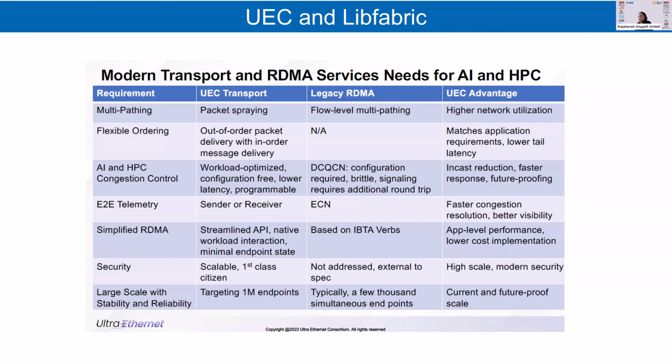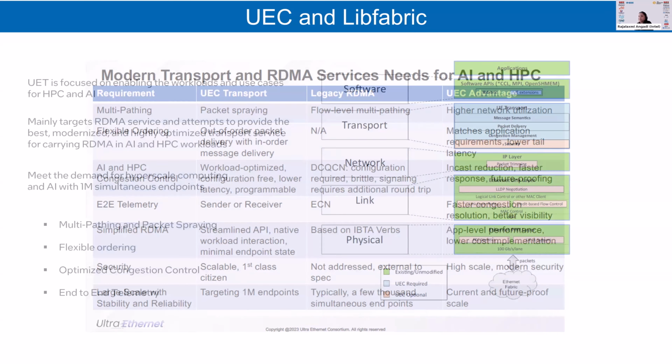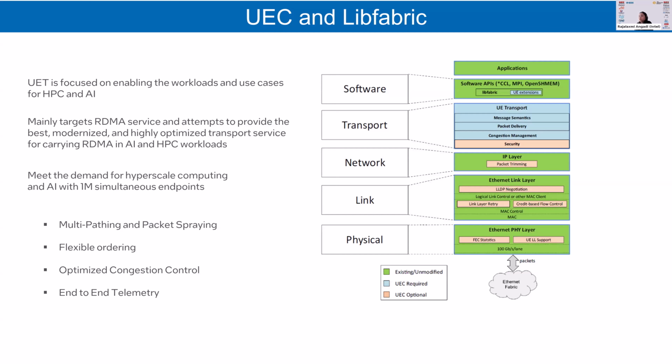So what is involved with the UET stack? The UET is the Ultra Ethernet stack. UET is focused on enabling HPC and AI use cases. It aims to provide highly optimized services for carrying out RDMA in AI and HPC workloads. We saw yesterday that Torsten gave an exclusive talk on Ultra Ethernet itself. As he mentioned, it is targeting hyperscale computing and AI with at least 1 million simultaneous endpoints. The diagram on the right shows the layers of the UET.